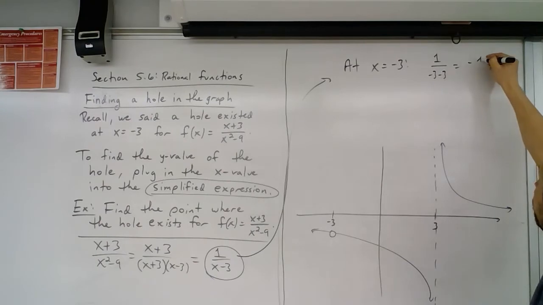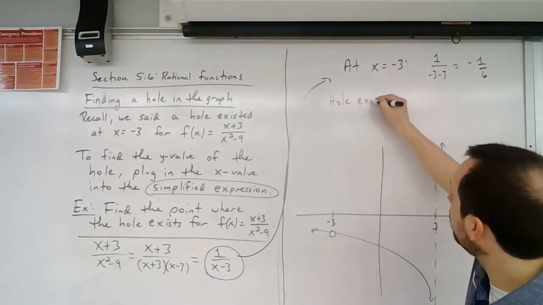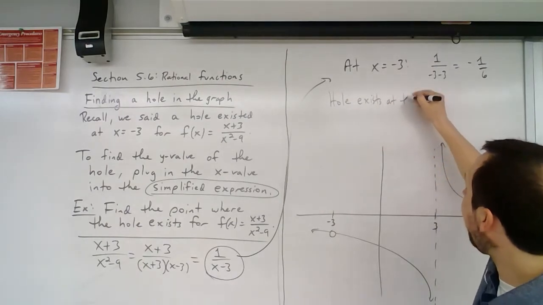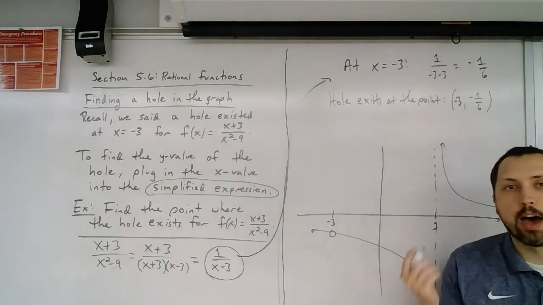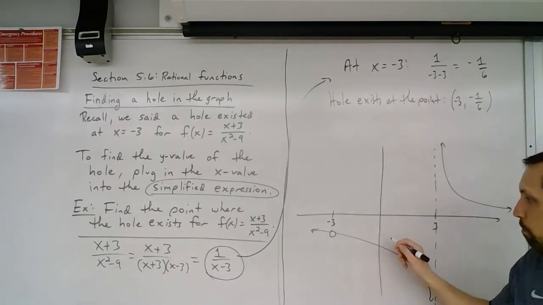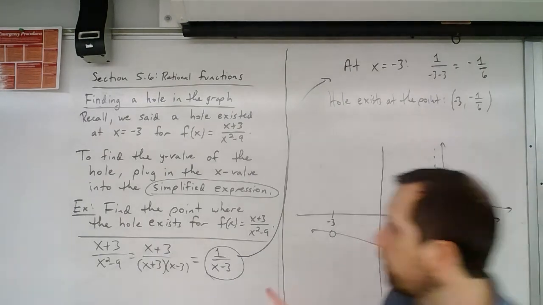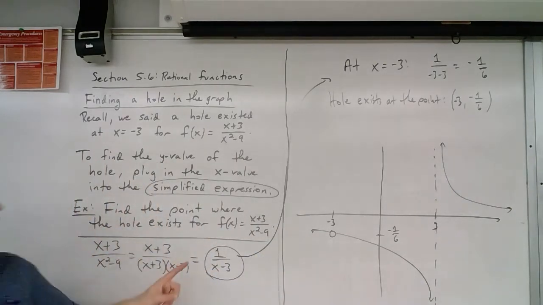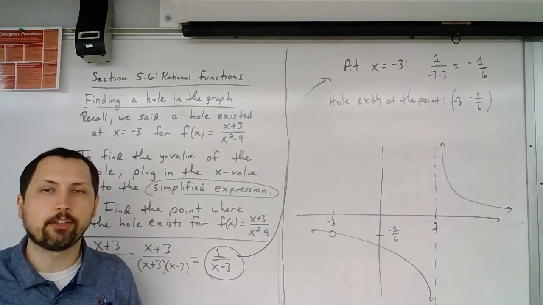In other words, -1/6. So what this says is that the hole exists at the point when x is equal to -3 and y is equal to -1/6. So on our graph, that specific point of the hole exists here where this is -1/6. So remember, to find the hole, we plug our x value into the simplified expression. That will give us the y value of the hole.